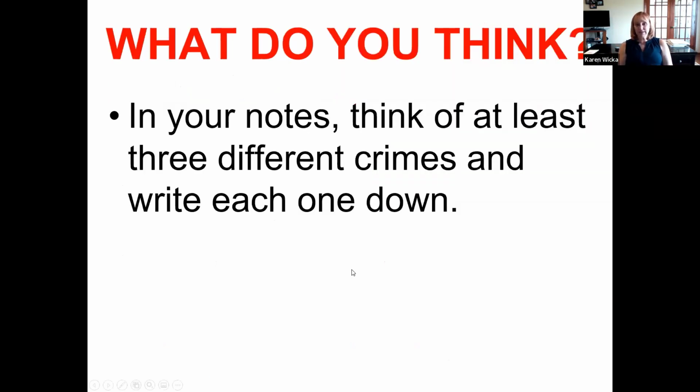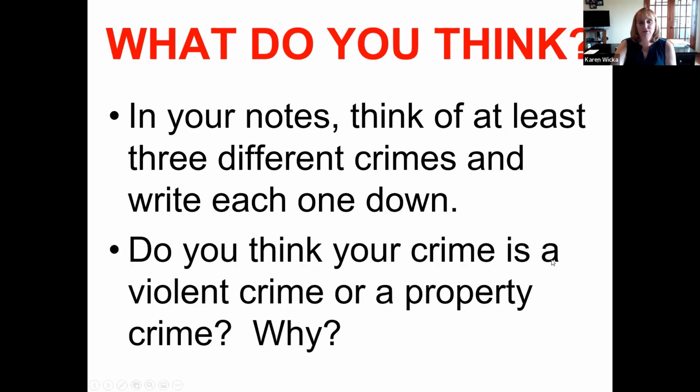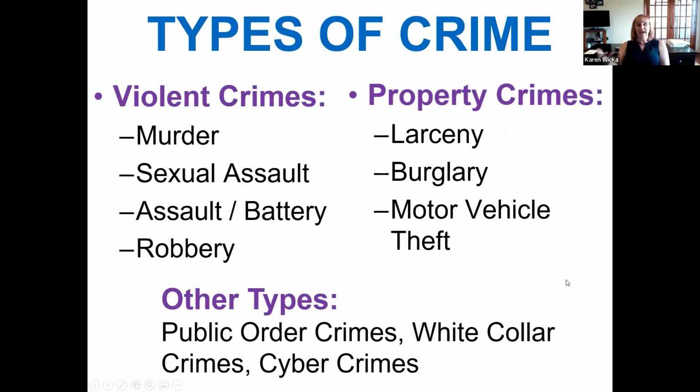Now, I want you to think about this in your notes. Think of at least 3 different crimes. So I'm not talking about deviance. I'm talking about 3 specific crimes, okay? 3 different things that you could actually go to jail for, and write them down, okay? So once you write those 3 down, I want you to think about, are they violent crimes or are they property crimes? So go through your list of 3 things and write down, would it be violent or would it be property?